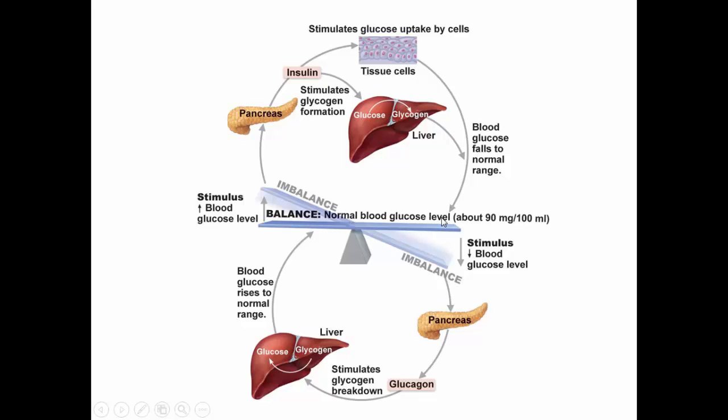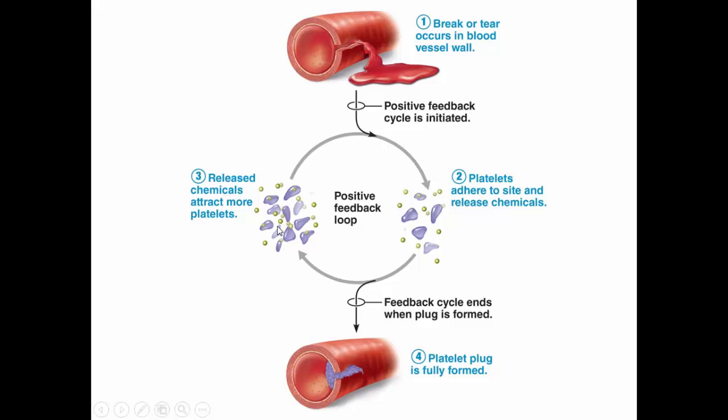But now let's say you skip lunch and your blood glucose drops. Well, now the stimulus is going to cause the pancreas to release a hormone called glucagon, and glucagon will stimulate the liver to break down that glycogen to glucose and dump it back into the blood so your blood sugar level comes back up. Now, most of these negative feedback homeostatic mechanisms are constantly doing a balancing act to help you maintain normal levels.